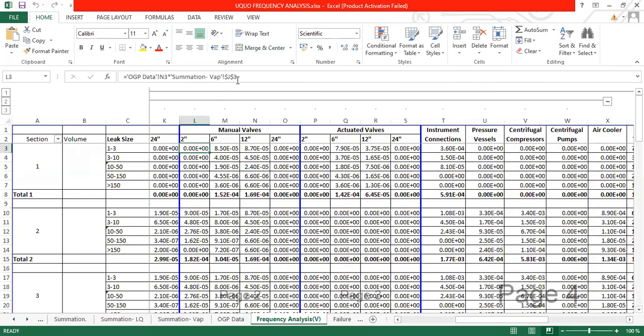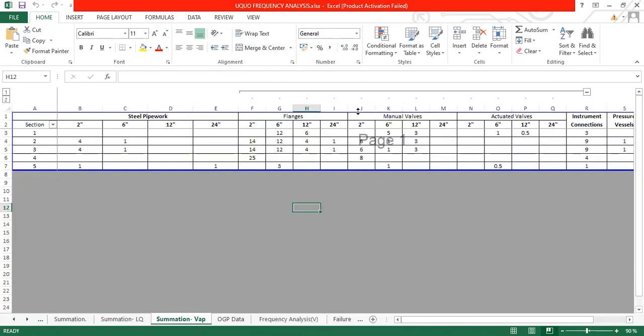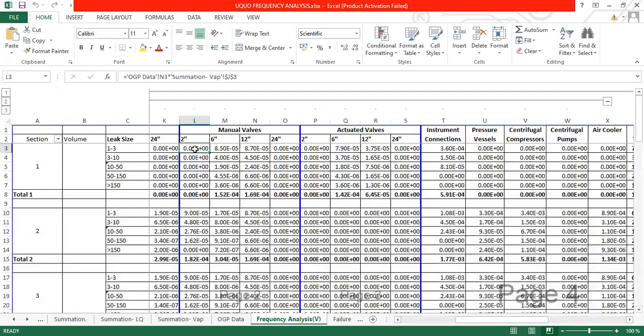And what did we multiply it by? We multiplied it by summation VAP, this tab. We used the J3. So let's see what's in summation VAP J3. So this is J3. So you see here, we multiplied by the number of manual valves we have there, which was 0. So that's why you have a 0 here. So after we've done, you know, we went through for 1 to 3, 3 to 10, 10 to 50, 50 to 150 and greater.